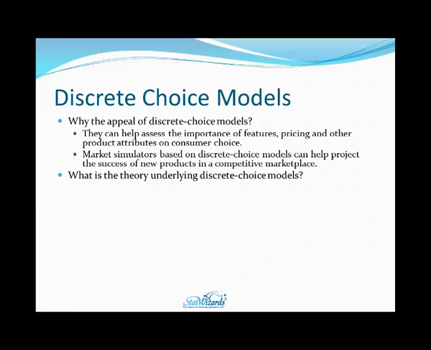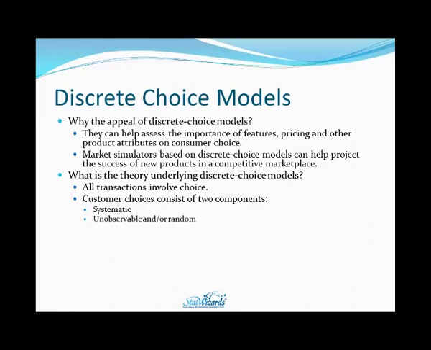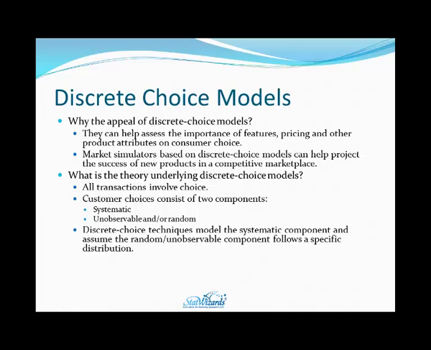What's the theory underlying discrete choice models? Reduced to its essentials, it's that all transactions involve choice, and the choice consists of two components: a systematic component involving rational, observable comparison of product attributes, and an unobservable or random component consisting of an amalgam of things such as impulse buys, irrational or psychological elements, and so forth. Discrete choice techniques model the systematic component and assume the unobservable component follows a specific distribution.